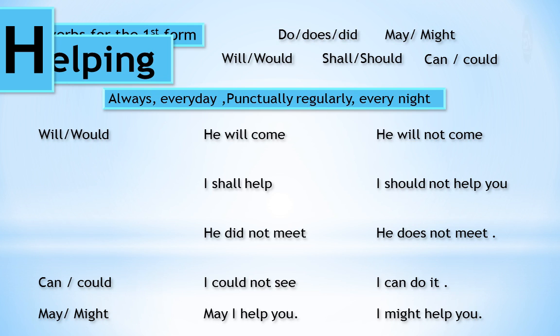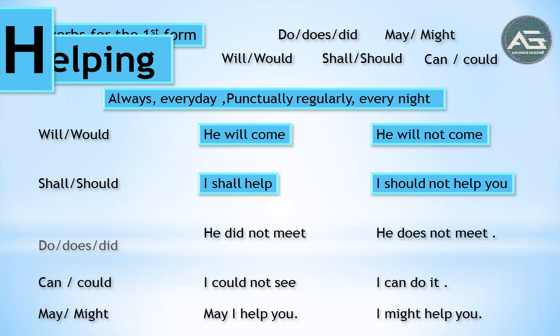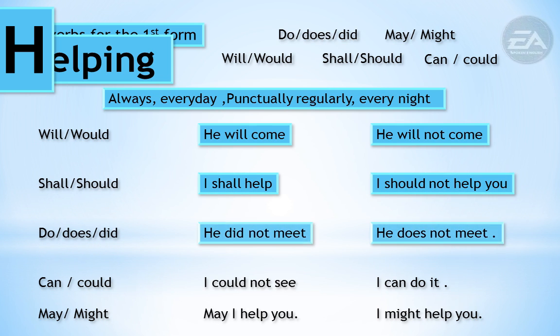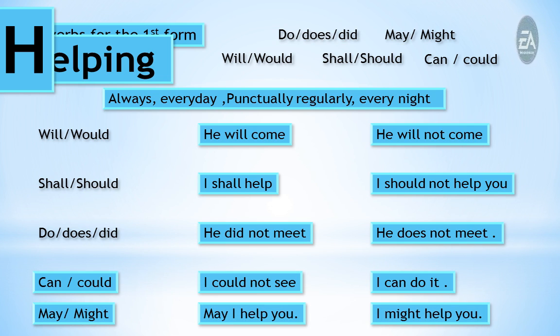If we use the helping verbs will and would, we say he will come. You cannot choose second, third or fourth form while you're using the will helping verb directly. He will not come. Shall and should: I shall help, I shall not help you. Do and does: he did not meet, he does not meet. Never use any form else beside the first form. Only the first form is important to use after will, would, shall, should, do, does, did. Can and could: I could not see, I can do it. May and might can be used with the first form: May I help you, I might help you.